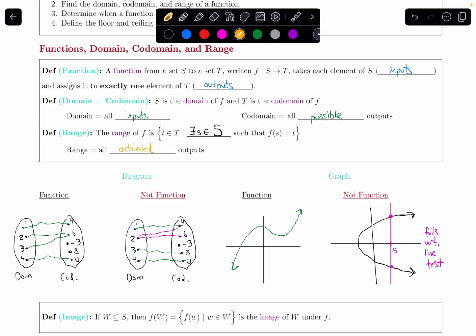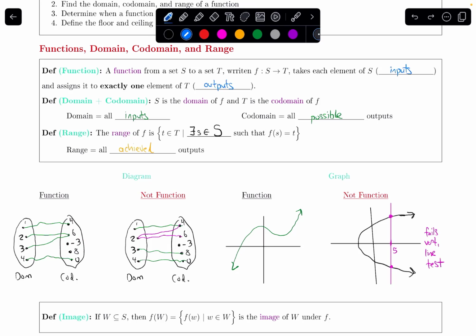Okay, so what's the difference between codomain and range though? Let's go back to this first diagram. The codomain consists of all of these outputs, even the ones that we didn't actually get as an output, like -3 or 8. We never actually hit those.